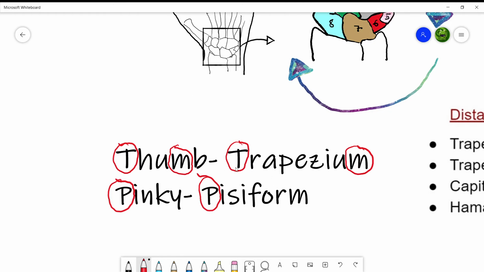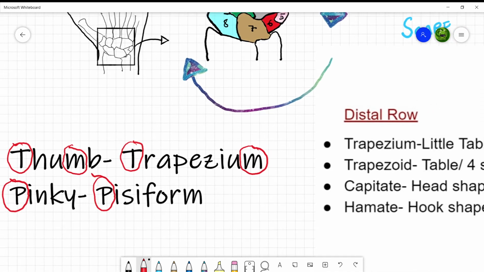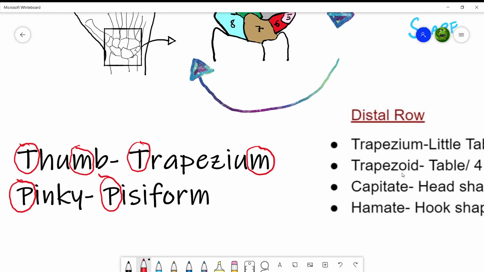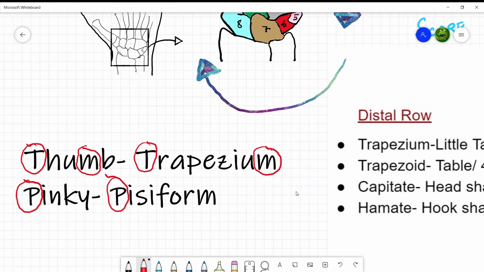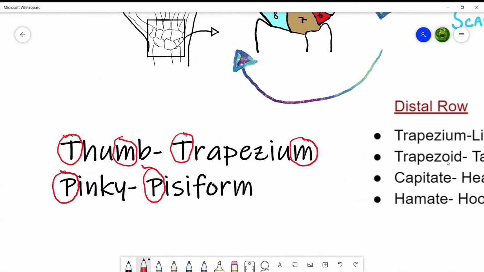Now, the confusion can be there between trapezium and trapezoid, as both have similar names. So for that, again look at the word thumb. Thumb starts with T, trapezium starts with T. Thumb has M in it and trapezium has M in it, and trapezoid has no M in it. So in this way you can memorize that the distal row starts with the bone named trapezium, right?